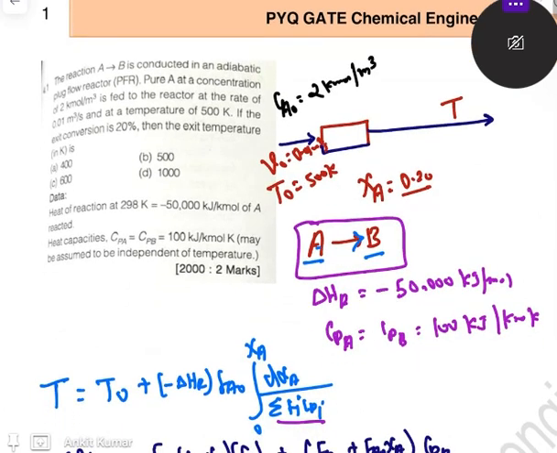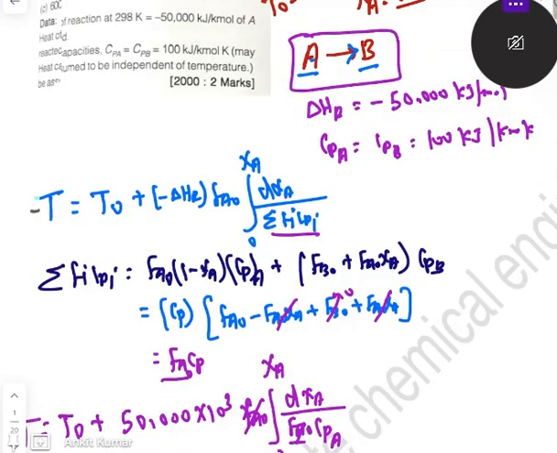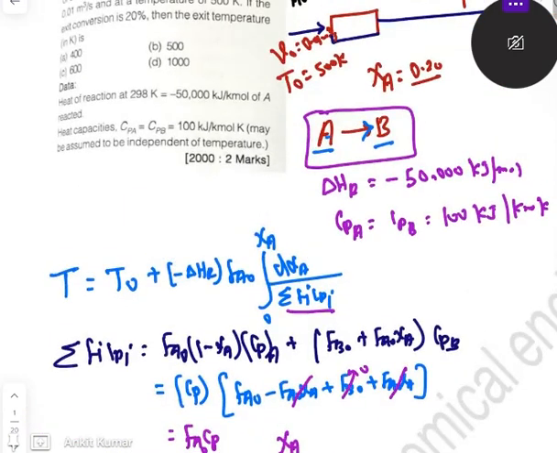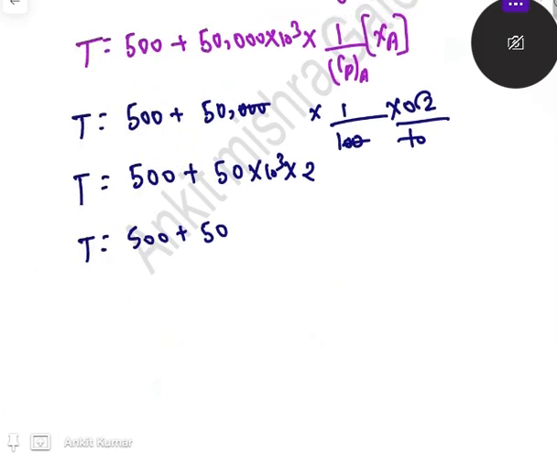500 Kelvin, 20% conversion, kilomole per meter cube. Concentration FA naught and volumetric flow rate are given. Okay, kilomole. And this is also in kilojoule per mole. It's fine. Multiplied with 2. So T can be written as 500 plus 50. Sorry, here kilojoule is there, so this 10 to the power 3 will not be there. Why? Because I'm writing in kilojoule.